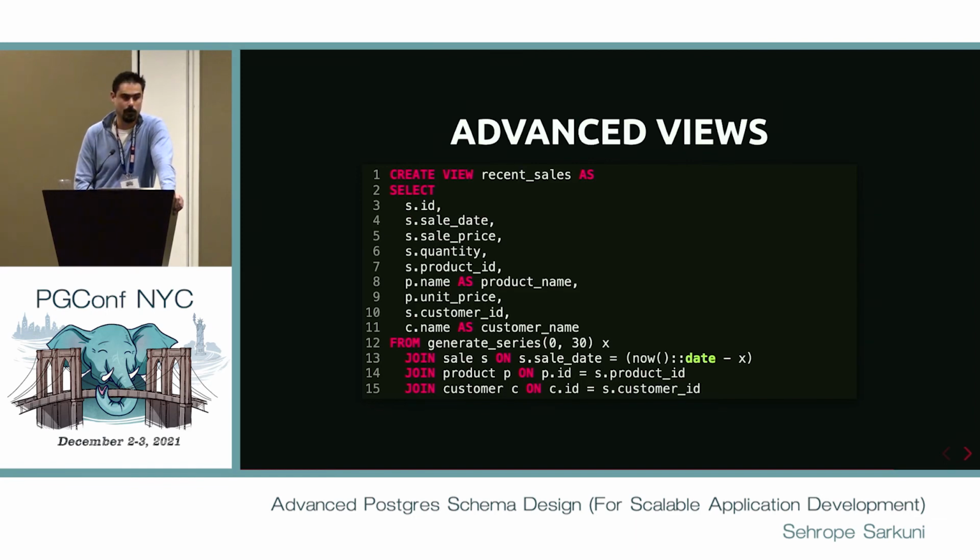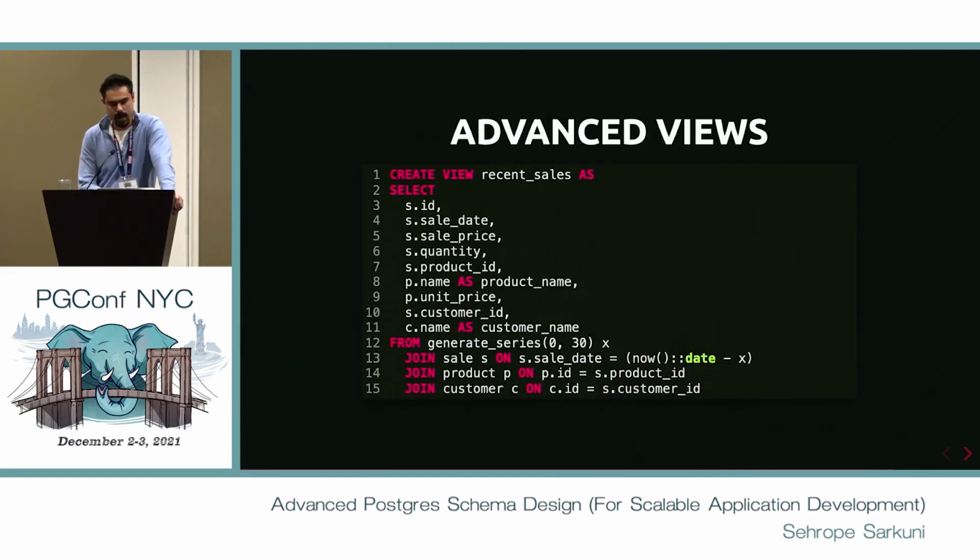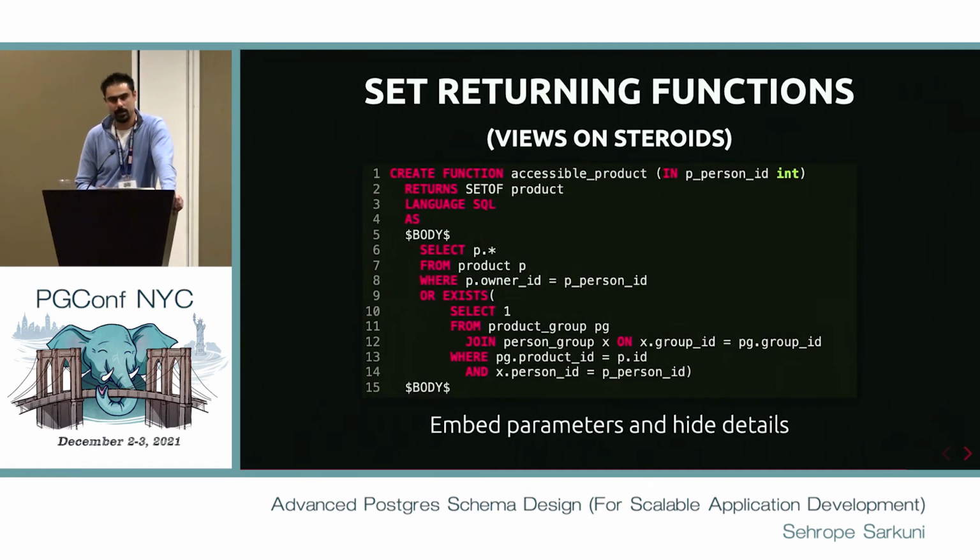Postgres has something even more powerful than this, and that's using set returning functions directly. In the previous example, anyone interacting with this view, if they're filtering something, it has to be one of the fields that's actually there. So ID, sale date, sale price, quantity, those are the only things I can interact with on this view. A set returning function doesn't have that limitation. In this case, I have person ID as a parameter inside of this set returning function called accessible product. It gives me back the set of products that this person is allowed to access. The way I determine access is: is that person the owner of the product, or does there exist a product group where that person is a member of a group that intersects with the product group?